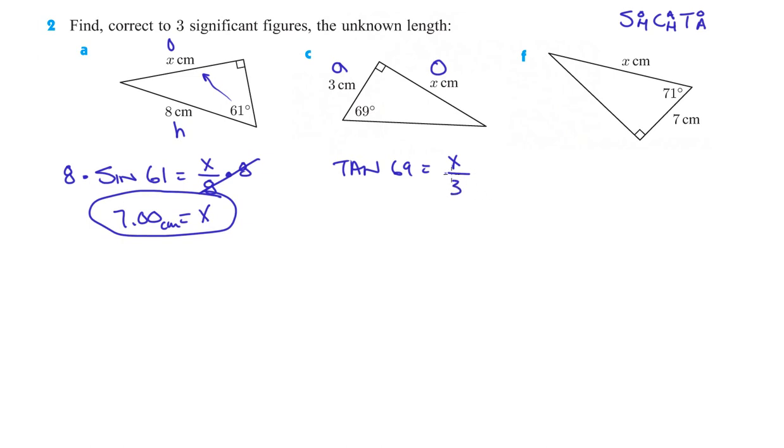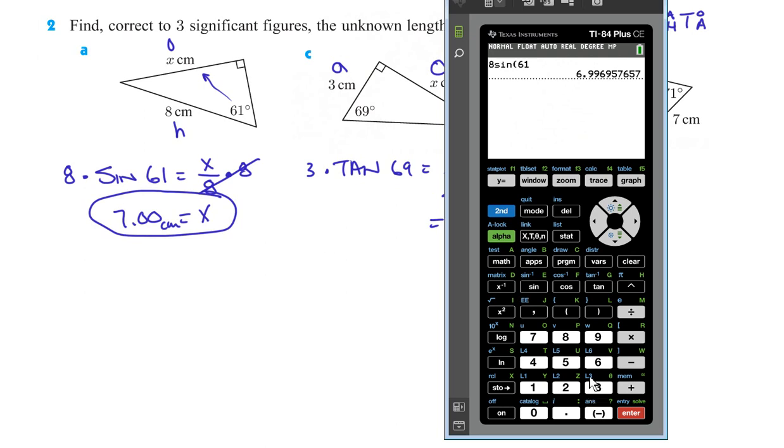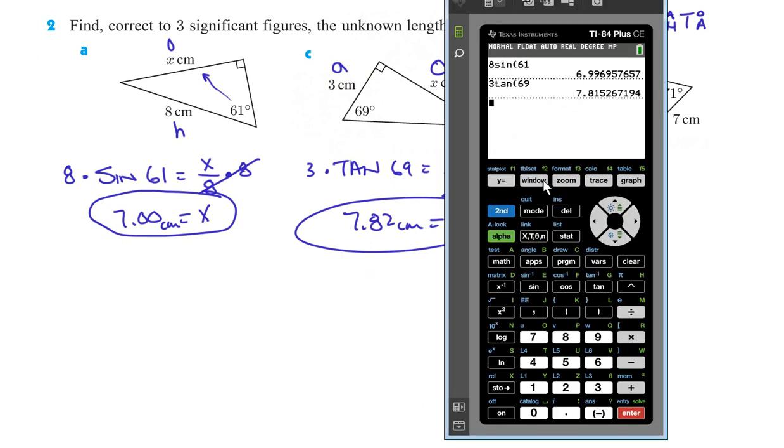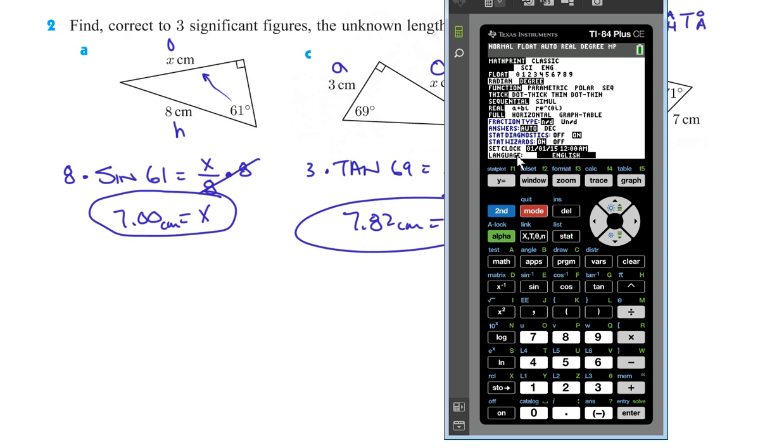Okay? So then, again, since our variable's on top and our constant's on the bottom, we multiply both sides by whatever that constant in the denominator is, and that goes away, and we get that x equals 3 times tangent of 69. 3 tangent 69 gives us 7, and this is the 3 significant figures, 1, 2, 3, so 7.82. And that's going to be centimeters for x on this one. Okay? If you're going through and you're entering this into your calculator and you're getting totally different answers, that's probably because you are in radians mode. So make sure that you're in degrees when you're doing these.